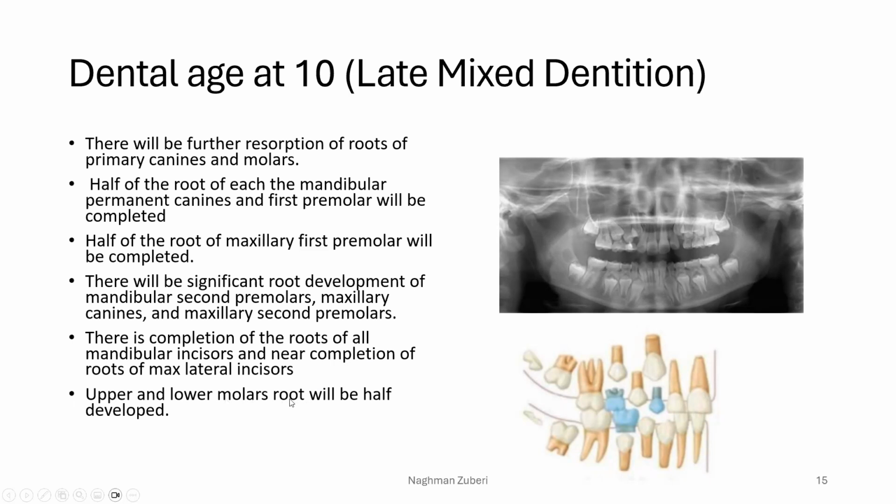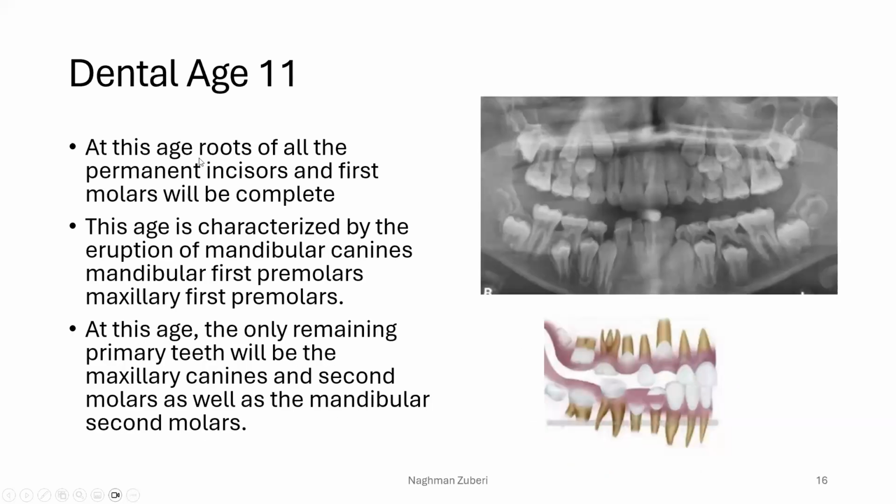Upper and lower molar roots will be almost half developed like this. We can see that. Dental age 11: at this age, roots of all of the permanent incisors and first molars will be complete. This age is characterized by the eruption of mandibular canines, mandibular first premolars, and maxillary first premolars.